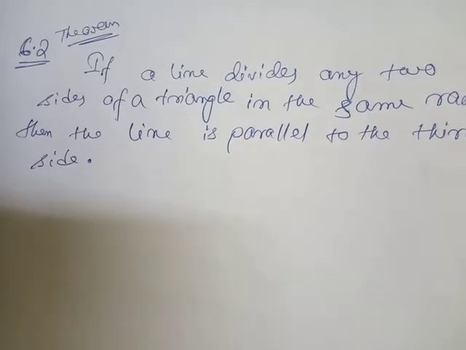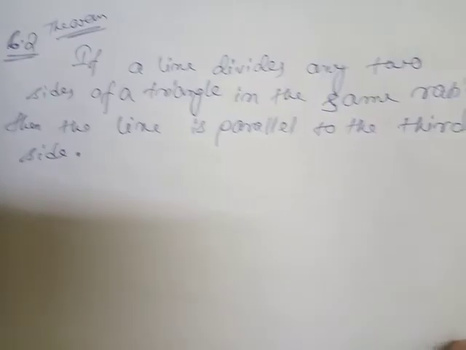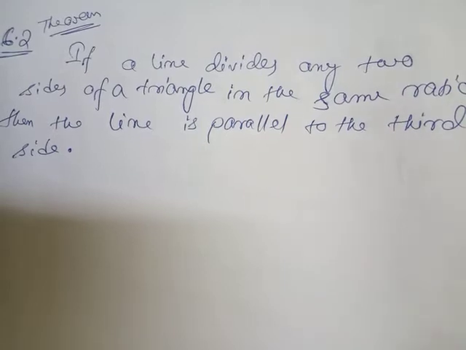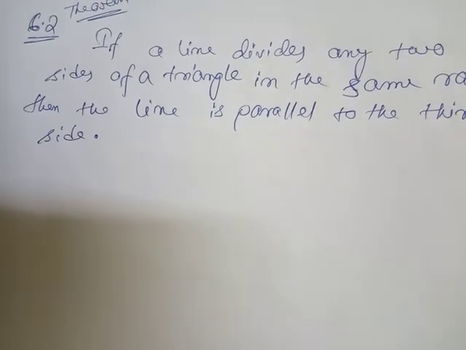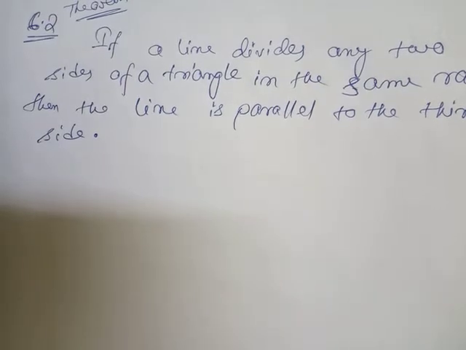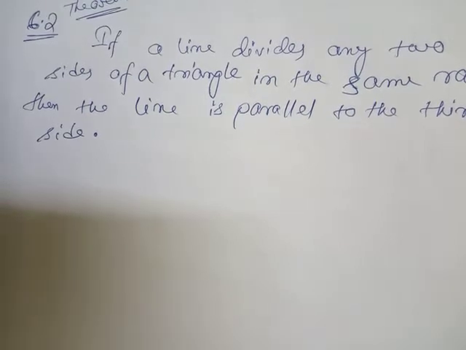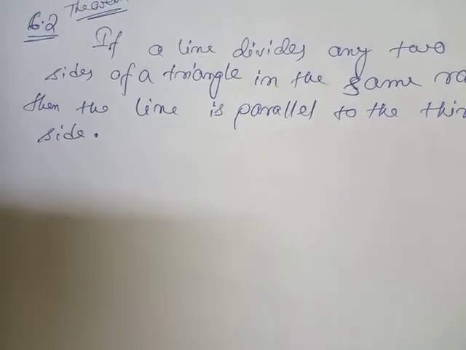This is the second theorem, 6.2 theorem. If a line divides any two sides of a triangle in the same ratio, then the line is parallel to the third side. We'll have to prove this one. Which means, students, in 6.1 theorem, DE parallel to BC was given, and we proved that AD by DB equal to AE by EC. But here, AD by DB equal to AE by EC is given, and we have to prove DE parallel to BC. This is the converse of the basic proportionality theorem. I repeat again, this is the converse of the basic proportionality theorem.